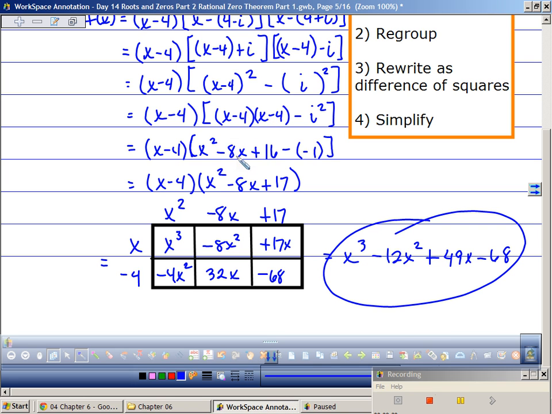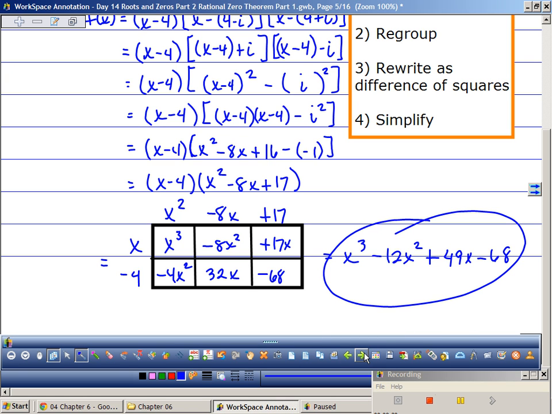I distributed. x squared, negative 4x, positive 16. It's a perfect square, and I could have foiled it, but it was more work. Most of you are used to that, you could. Yep, I just distributed.